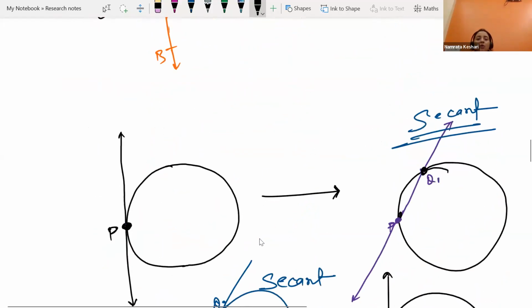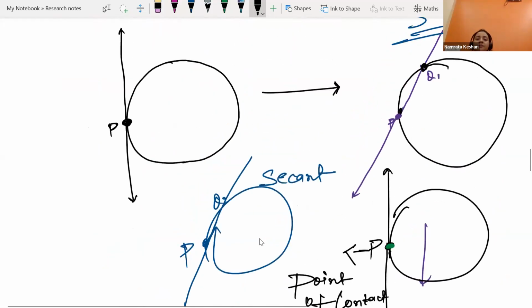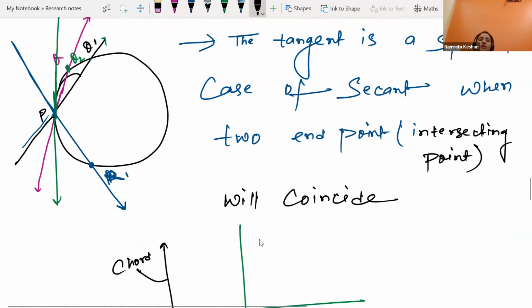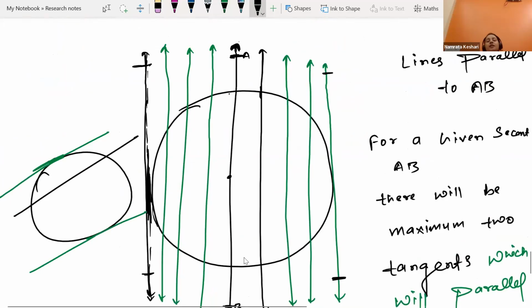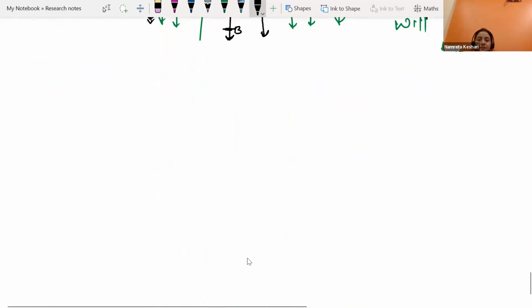Now after that we discussed that the tangent is a special case of a secant, when the two intersecting points coincide and we end up getting a tangent. After that, we discussed that if we are having a given secant, anyway, here I have taken it in the middle, but think about it, if you are having a given secant, then only two tangents you can draw which will be parallel to the given secant. Is it clear so far? Yes.